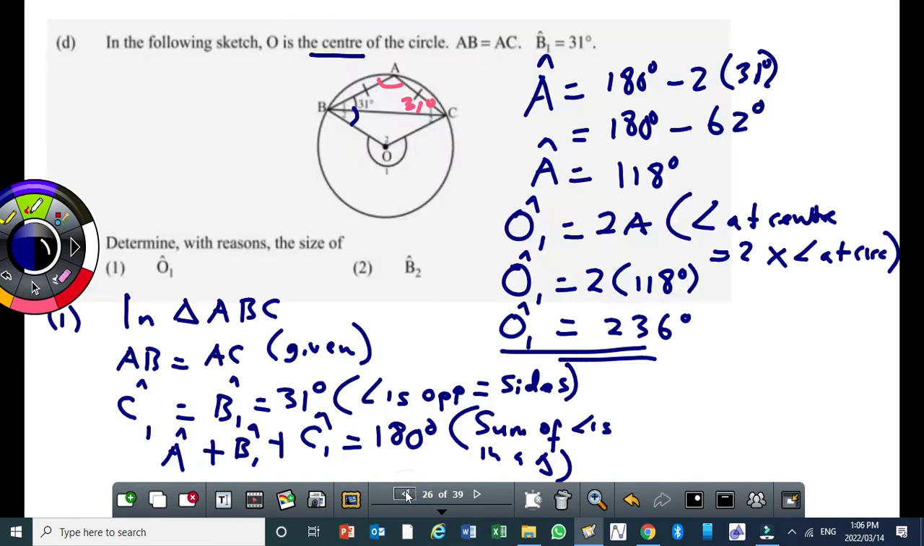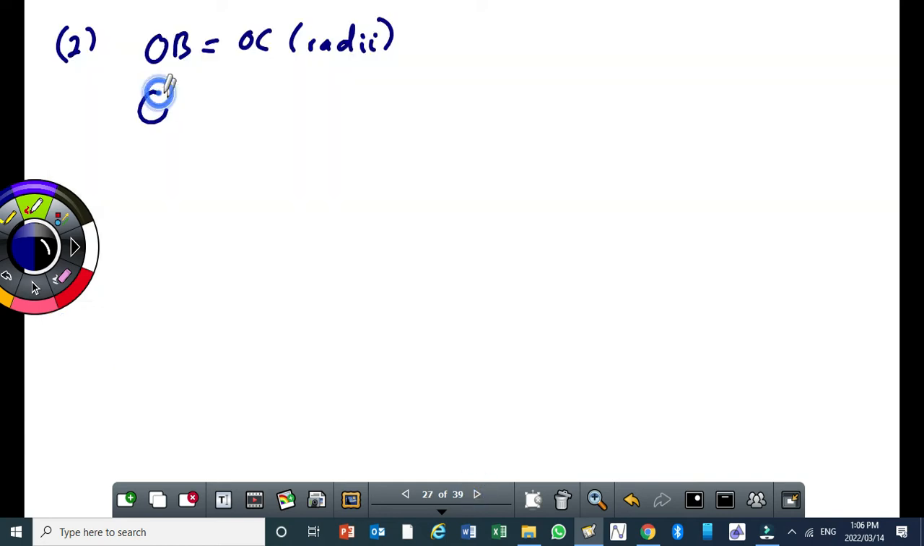Now, how does that help me to calculate B2? It's very important. Then the next thing is I'm going to calculate O2. So O1 plus O2 add up to 360 degrees. And please, these are angles around a point.